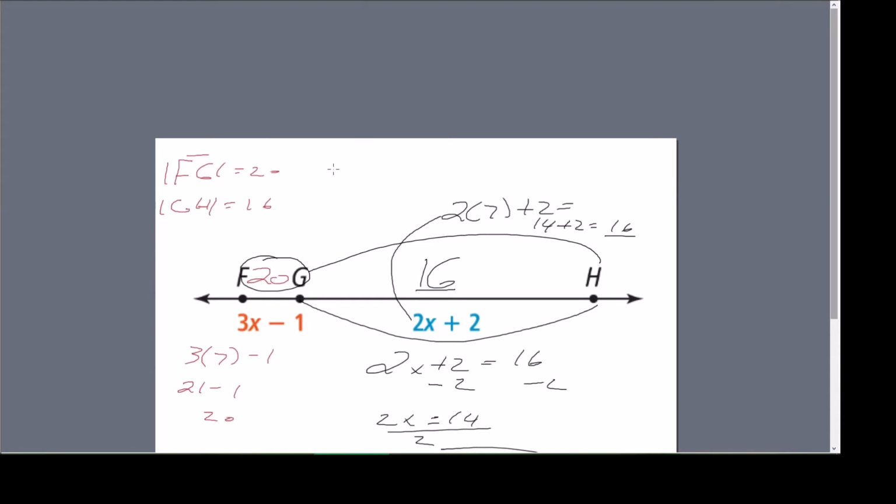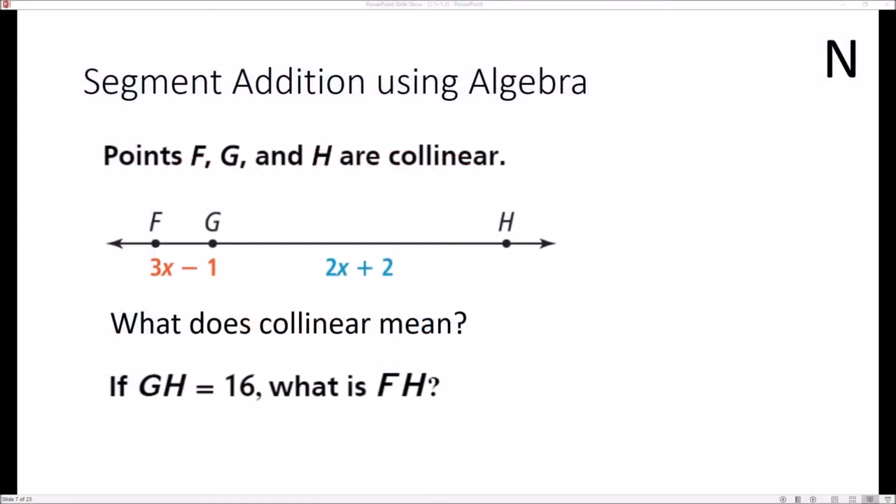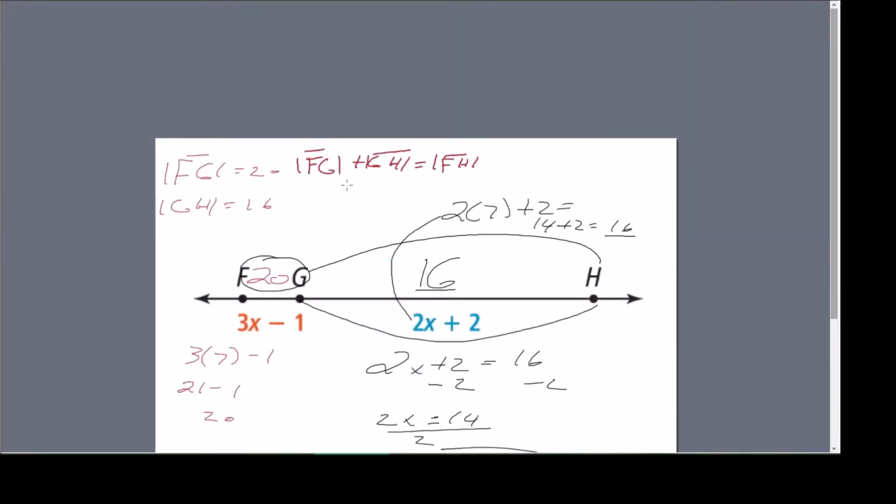So then if I do the length of FG plus the length of GH, I will find the length of FH. And since that's what we're looking for on the other slide, what is FH? I can now say FG is 20. I can say GH is 16. And I can say that FH is 36. So the entire length, F to H, is 36.